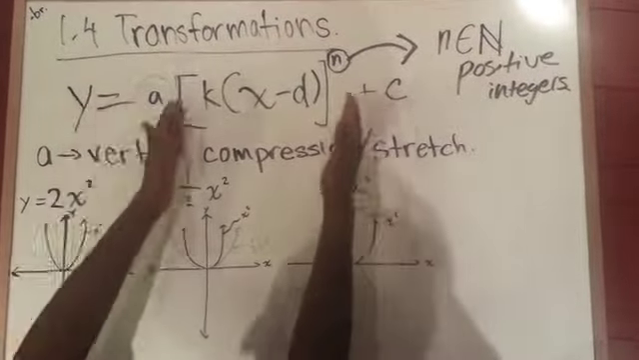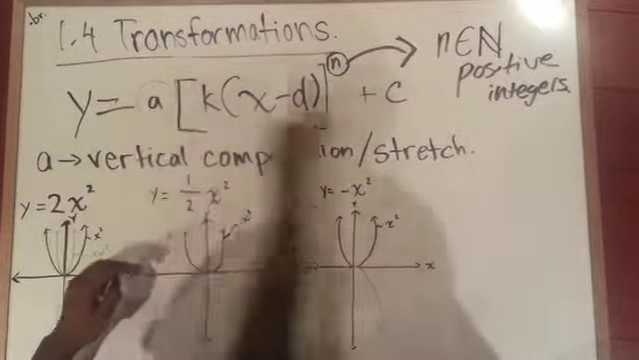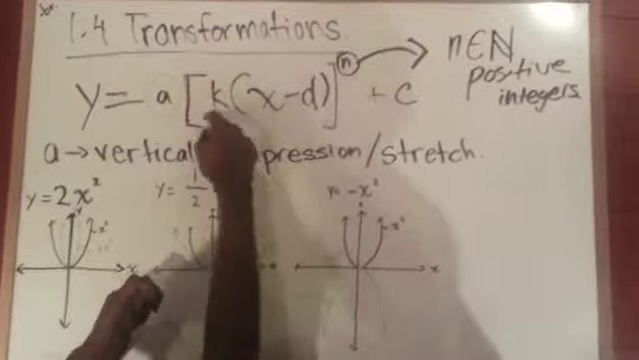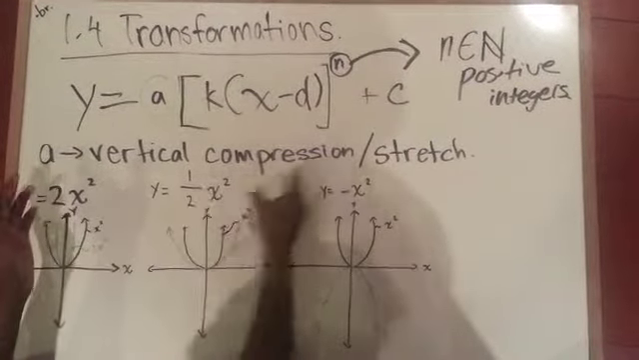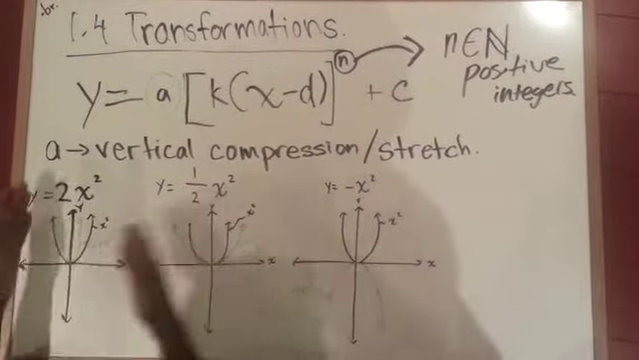First, we're going to be talking about a. So brackets, right? All constants outside the brackets have to do with vertical transformations and translations. All constants inside the brackets talk about horizontal translations and transformations. So let's start with a. A has to do with vertical compressions and stretches and reflections in the x-axis, which we'll get to soon. So let's just start with an example.